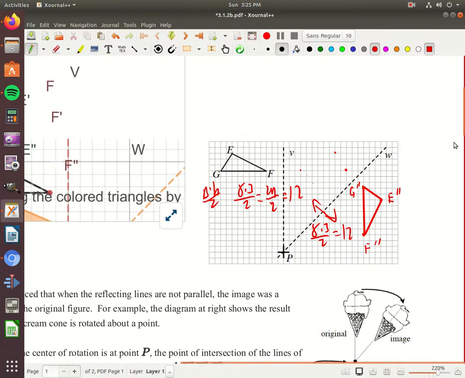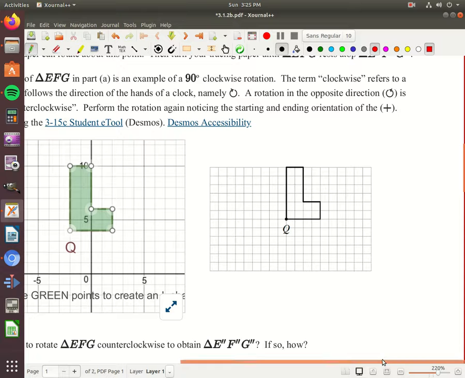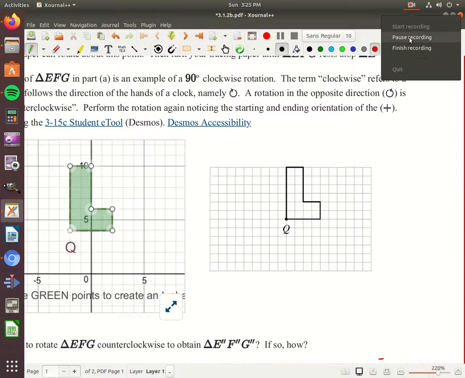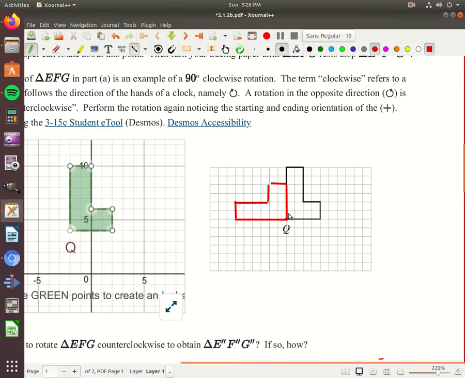And then sadly I've lost this one, so I need to set this up. 1, 2, 3, 4, 5, 6, 7, 8, 9, 10, 11, 12, 13, 14, 15, 16, and then there we go again. So the areas are the same. They are indeed rigid transformations.